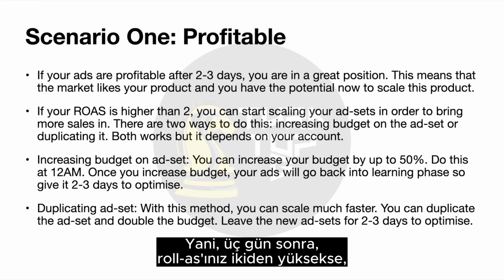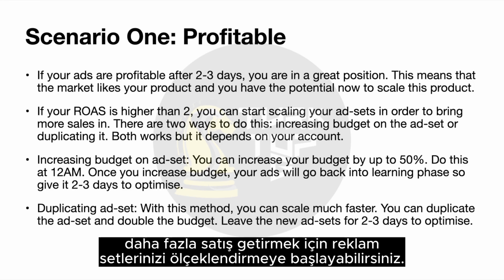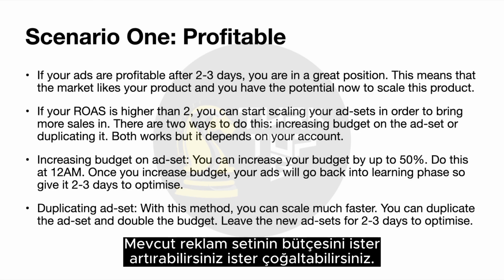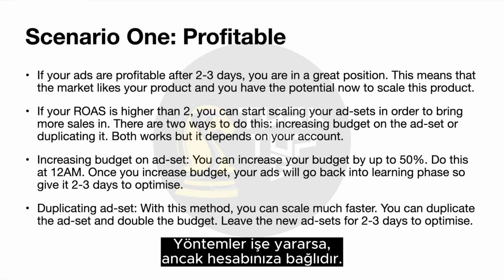So after 3 days, if your ROAS is higher than 2, you can start scaling your ad sets in order to bring more sales in. Now, scaling means increasing the budget. There are 2 ways to do this. You can either increase the budget on the existing ad set or you can duplicate it. Both methods work, but it depends on your account.